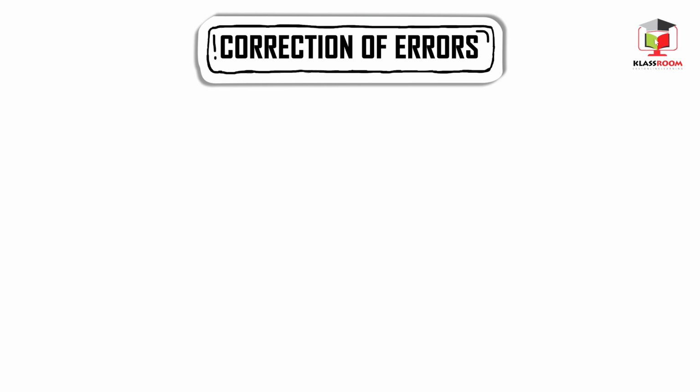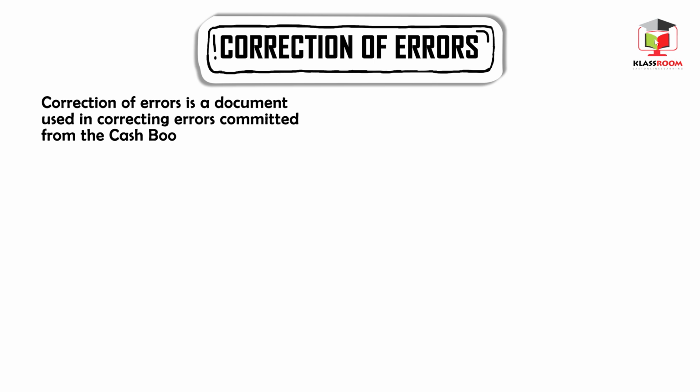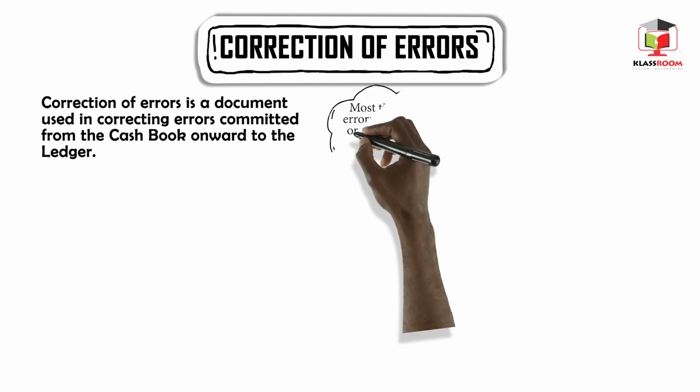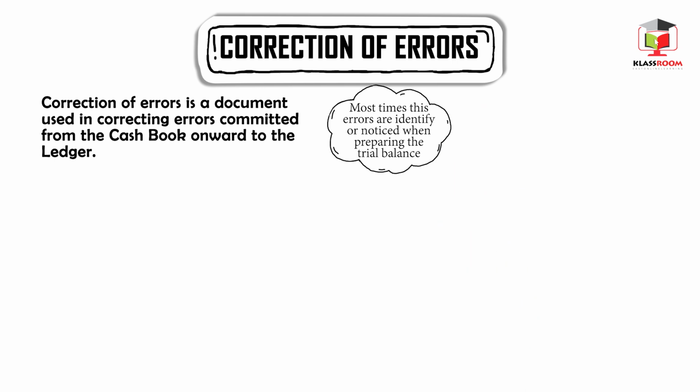Topic: correction of errors. Correction of errors is one of those documents that is actually used in correcting errors committed from the cash book onward to the ledger, and these errors are most times identified or noticed while preparing the trial balance. We have different types of errors that actually need to be corrected by an accountant or anyone involved in the accounting recording.